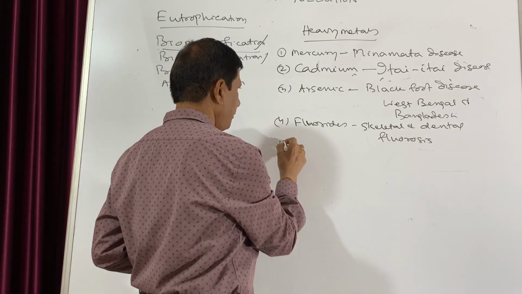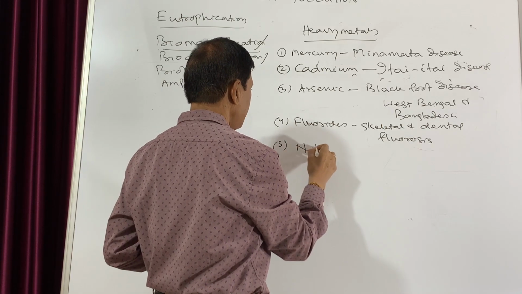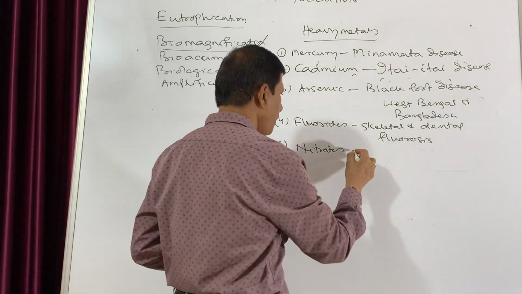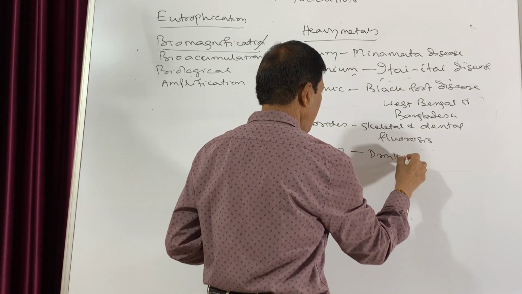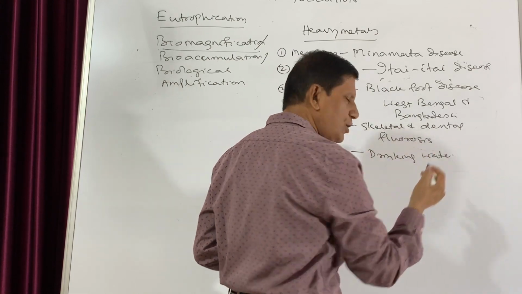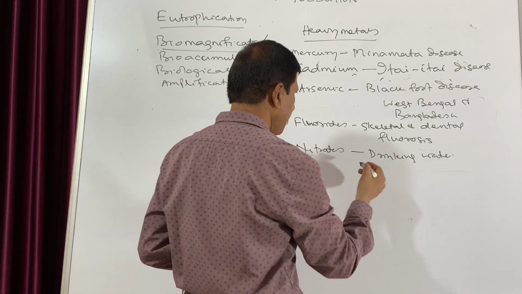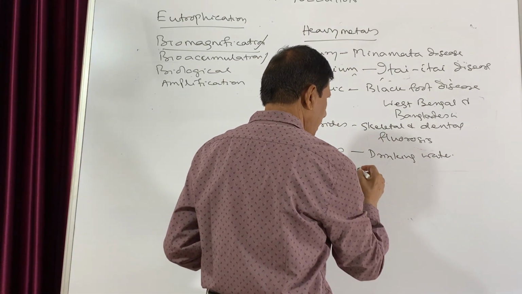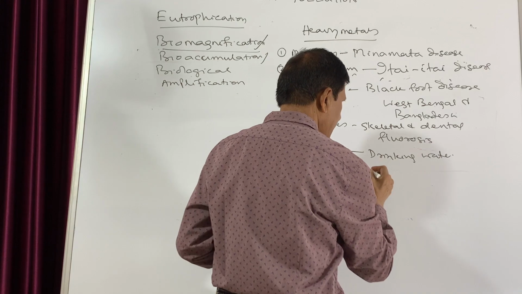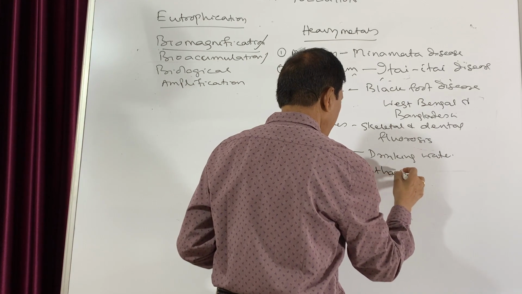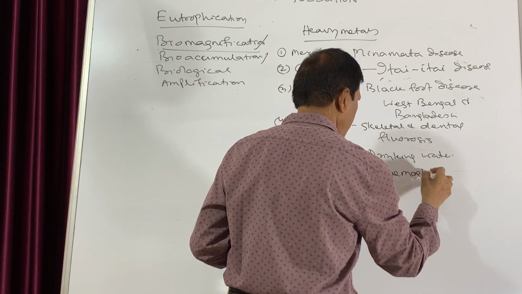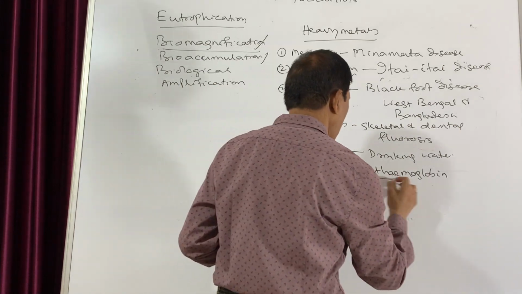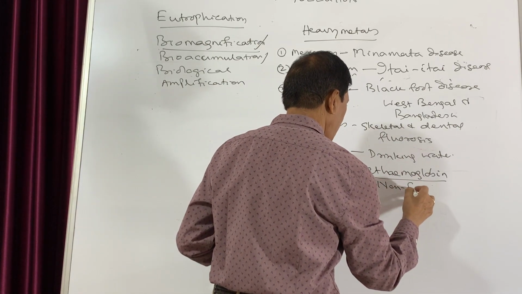Another example we will take is that of nitrates. When nitrates are added to drinking water and it is consumed, what happens? These nitrates usually combine with hemoglobin and give rise to methemoglobin, which is non-functional.